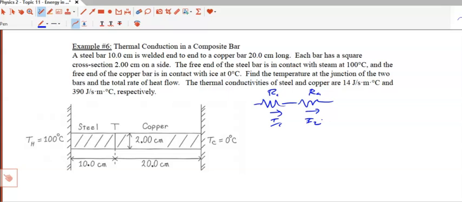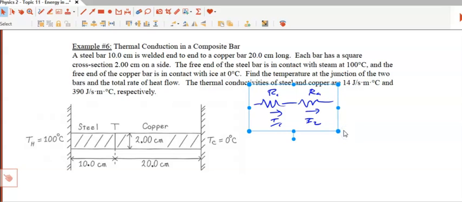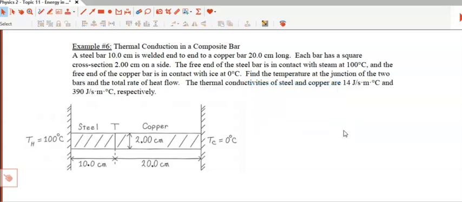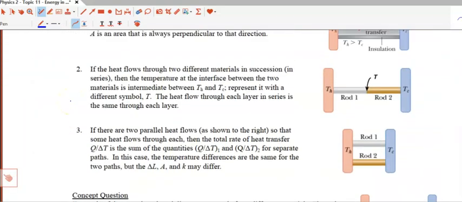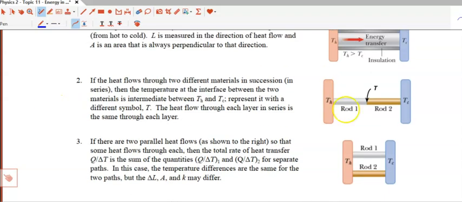Except we're looking at pipes that are conducting heat. And we have a heat flow that flows through here, Q steel over time. And then you have, again, a heat flow, Q copper over time. And so the big idea here is that when you have conductors that are one after another, what we call in series, this is point number 2 in this picture.